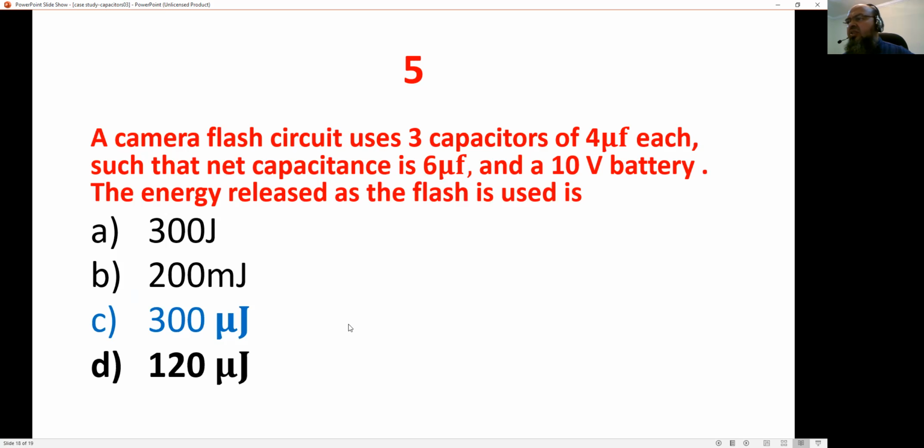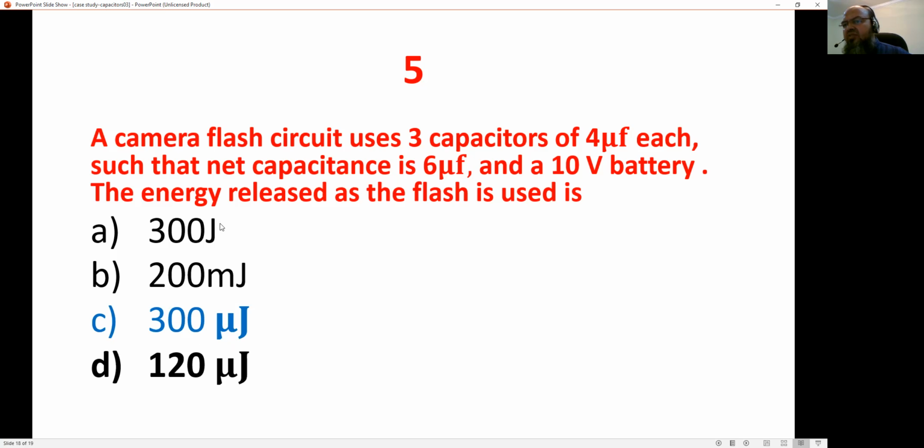Now the last question on the basis of this, you see, partly you already answered for this in the previous question. A camera flash circuit uses three capacitors of 4 microfarad each, such that net capacitance is 6 microfarad and a 10-volt battery. Then energy released as the flash is used will be how much? As you see, half CV square. So C is given 6, V square will be 100, 100 into 6 divided by 2, 600 by 2 will be 300, and unit will be, because this is microfarad we have not converted, so answer will be in microjoule. So 300 microjoule will be the correct answer.